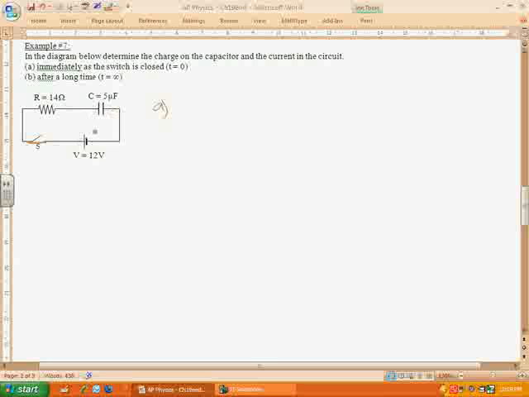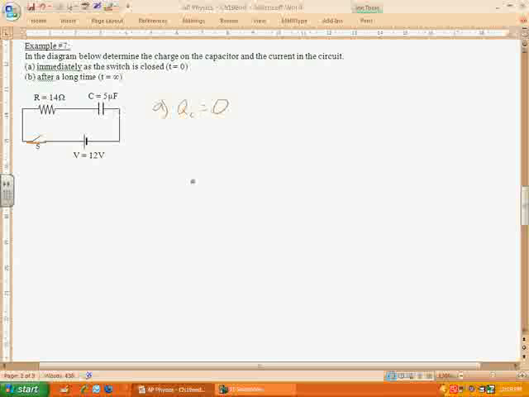Alright, so now what we need to say is, okay, first find the charge on the capacitor. Well, the charge on the capacitor, that's easy. It's 0 initially, right? When you close the circuit initially, there's no charge there, because the electrons haven't gotten there yet. It takes time for the electrons to get there and start moving around and start charging up. And so initially, no charge.